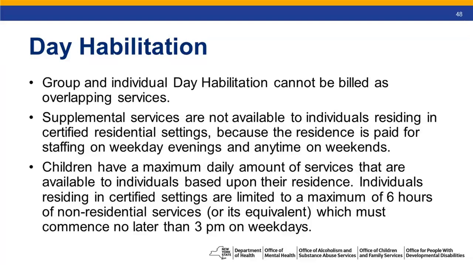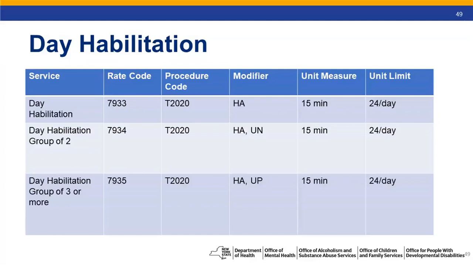So individuals residing in certified settings are limited to a maximum of 6 hours of non-residential services or its equivalent, which must be commenced no later than 3 p.m. on weekdays. So again, please pay attention when we talk about day habilitation and the setting the individual might be in. The rate codes are very much broken down, like previously, based on individual, group of 2 or group of 3. Same with procedure codes and modifiers. The unit measures for all 3 are the same.